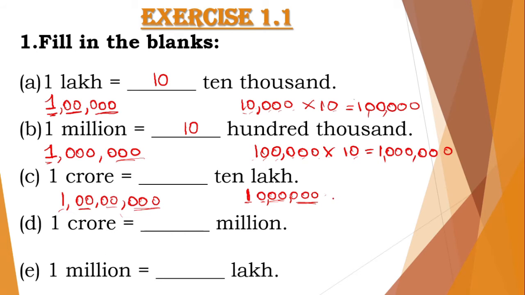Again, let's check by multiplying with 10. Now, if you multiply it with 10, we can again ignore the zeros and then we can add them. Right? So, we have 1, 2, 3, 4, 5, 6, 7. So, we have 7 zeros. And we will only multiply 1 into 1. So, 1 into 1 is 1 only. And we will add the 7 zeros.